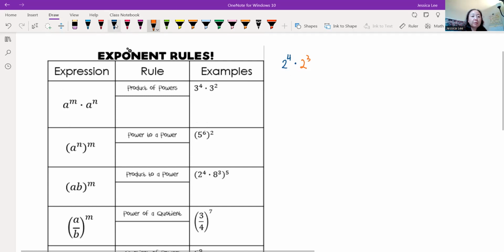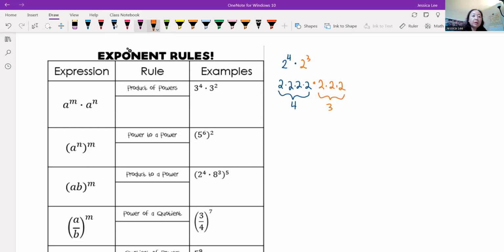So what does 2 to the 4th power mean in the first place? Remember, that's just 2 times 2 times 2 times 2, right? There are 4 2's that we're multiplying. So instead of writing all this out, we just go 2 to the 4th power. And then we're also going to expand 2 to the 3rd power, which is going to be 2 times 2 times 2. So we're doing that a total of 3 times.